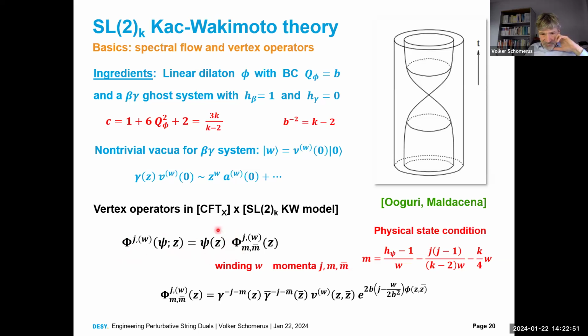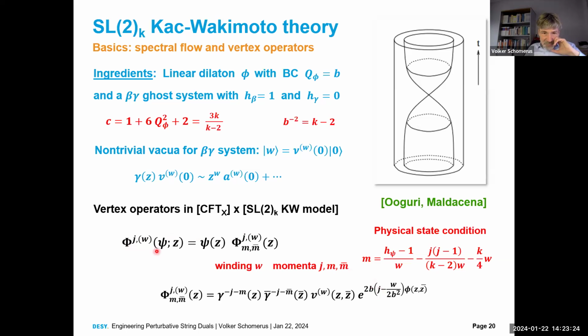So you take a field of your theory X and multiply that with a field in your Kac-Moody model. And the fields in your Kac-Moody model, they look a little scary, but not so bad. So they have some kind of piece, which is exponential in the phi field, carrying some kind of momentum J, subtracted off something depending on the W. Then you have here this vacuum of the beta gamma system, and then some powers of gamma in front of it. So these are vertex operators.